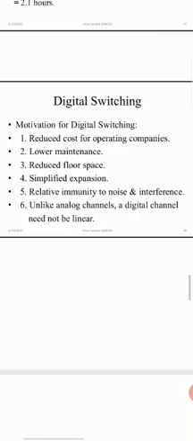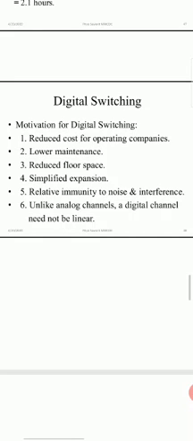First, reduced cost for operating companies. As a digital switch is 100 times cheaper than an analog switch, it reduces the operating cost for any given telecom company. Lower maintenance. There are no moving mechanical parts in a digital switch, as a memory element is used. So it lowers the maintenance.